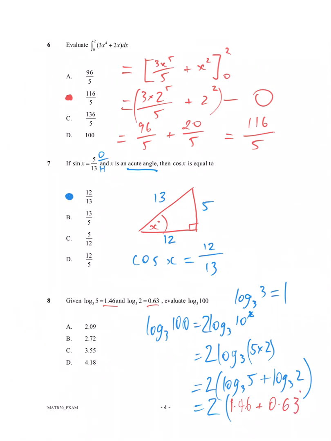Which, as I add those two together, is going to be, without even using a calculator, I can see I've got 1.4 plus 0.6 is about 2 times 2 gives me about 4. So D is my answer.